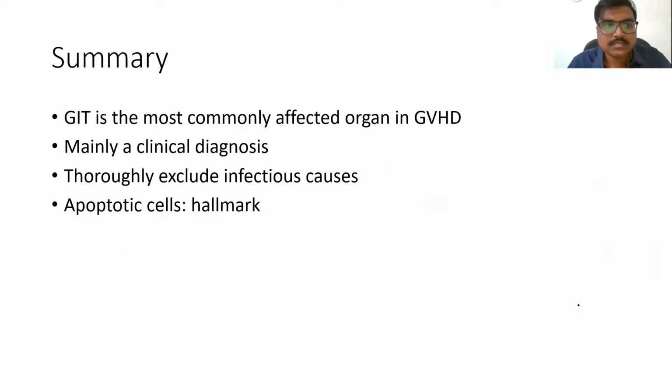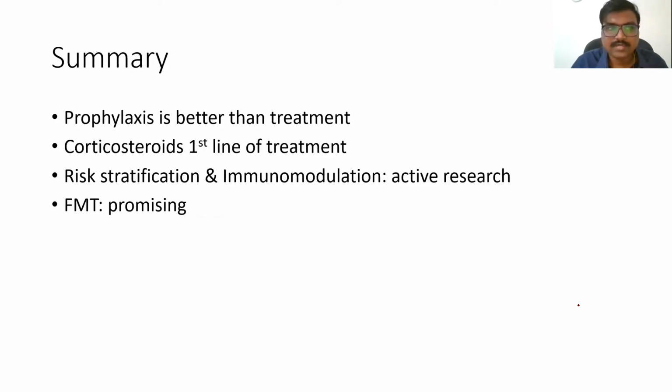So to summarize, GIT is the most commonly affected organ in GVHD, and indicates poor prognosis. It is mainly a clinical diagnosis. We have to thoroughly consider and exclude infectious and drug-related causes. In biopsies, apoptotic cells are the hallmark finding, and GVHD prophylaxis is always better, and we have to start it on day one. And corticosteroids remain the cornerstone of treatment. And risk stratification using serum biomarkers and immunomodulatory mechanisms are an area of active research, and FMT appears to be a promising approach to managing the patients with refractory GVHD.